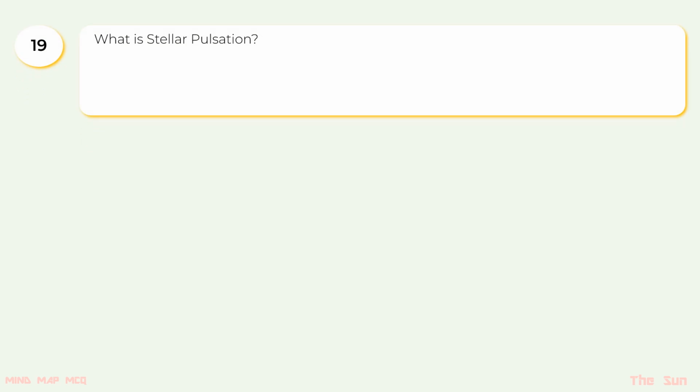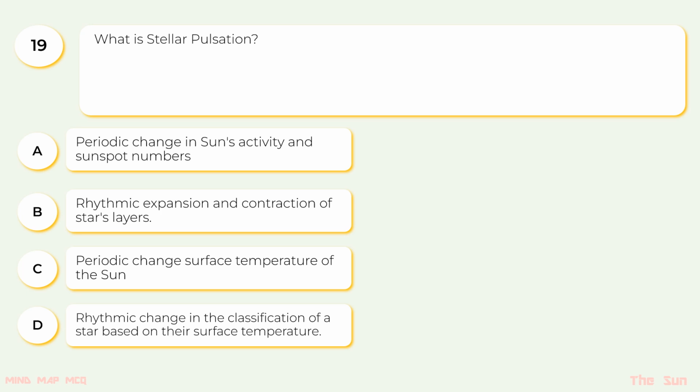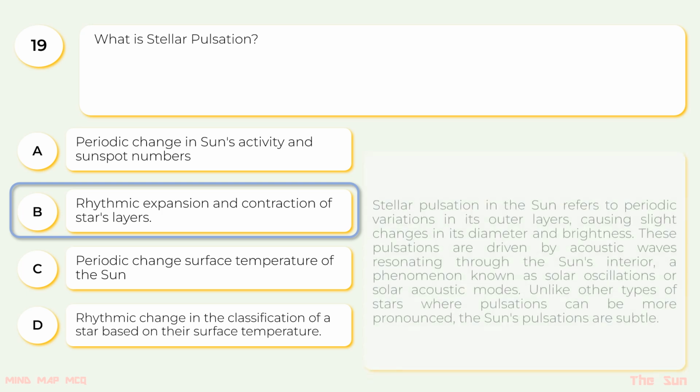What is stellar pulsation? A. Periodic change of sun's activity and sunspot numbers, B. Rhythmic expansion and contraction of the star's layers, C. Periodic change in surface temperature of the sun, D. Rhythmic change in the classification of a star based on their surface temperature. The correct option is B, that is rhythmic expansion and contraction of the star's layers.